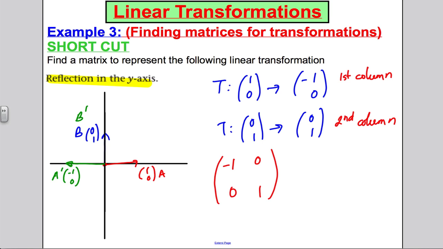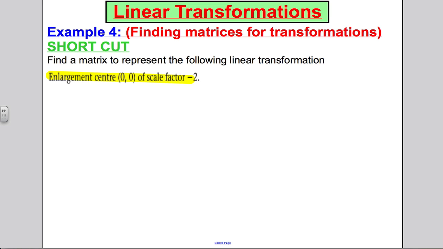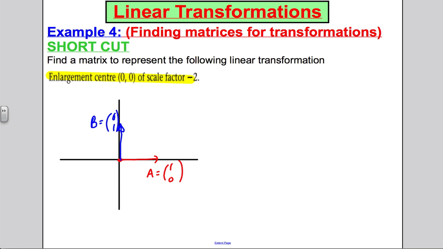Okay, last one for you to do yourself. Pause, have a go, then I'll go through in a second. Okay, how would I find the matrix to represent this? Well, again, draw yourself your picture. Draw yourself out your i component, if you will. Call it A, maybe (1, 0). Draw out your j component, which I might call B, is (0, 1). And enlarge these with center (0, 0), scale factor negative 2.